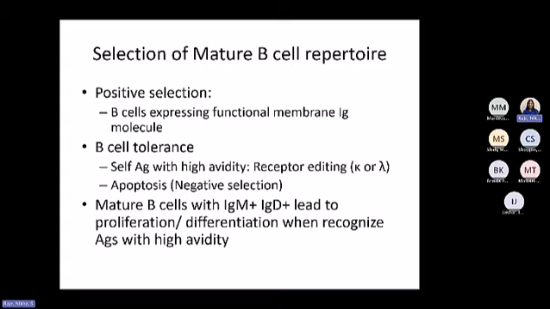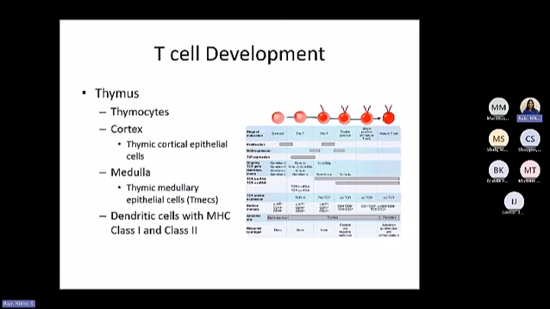Positive selection. We talked about this, that the B cells express Ig molecule on the surface. If they have high avidity for self-antigen, they'll undergo receptor editing, and if not, they'll undergo death. We talked about that. All right, so that's B cells.